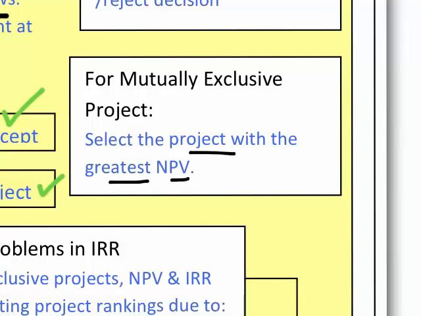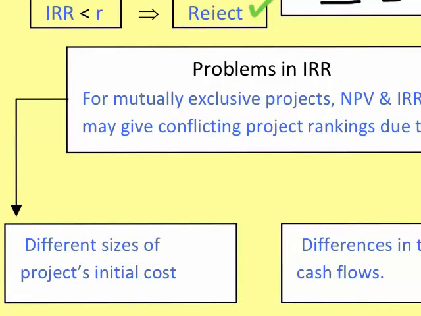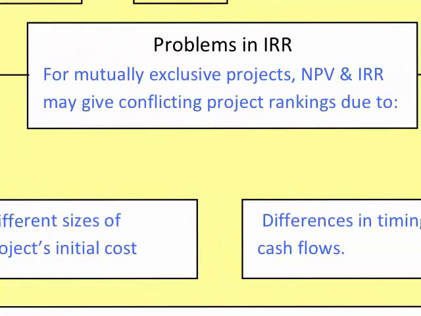Okay, good. Now, there are certain problems with IRR. As I'm saying, we will come back to NPV and IRR in corporate finance and discuss in detail. At this stage, it is just enough for you to remember that there are certain problems with IRR. What are these problems? That IRR will give you conflicting ranking. Ranking is identifying the best project. So NPV and IRR may conflict.